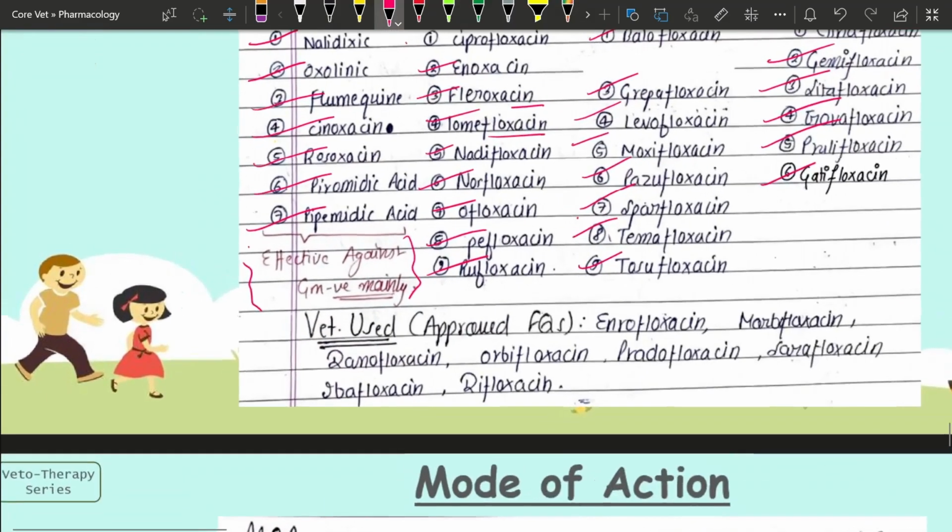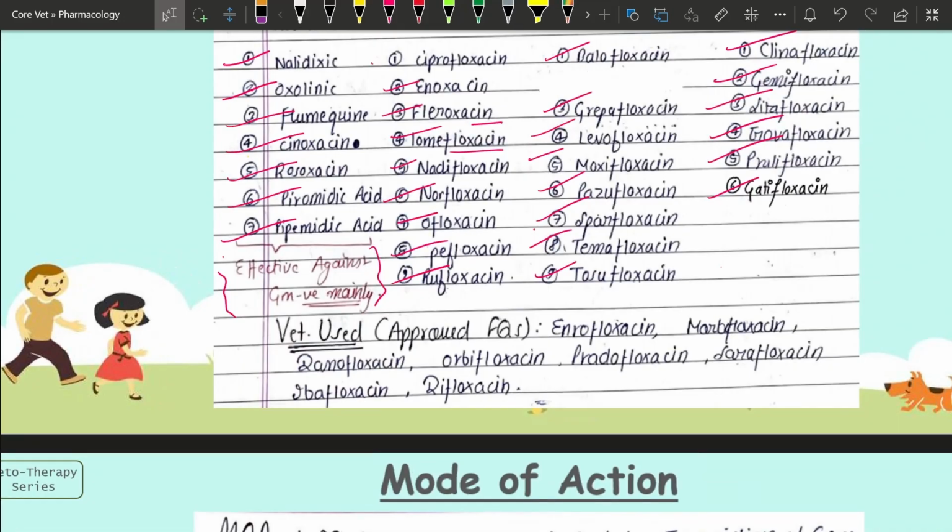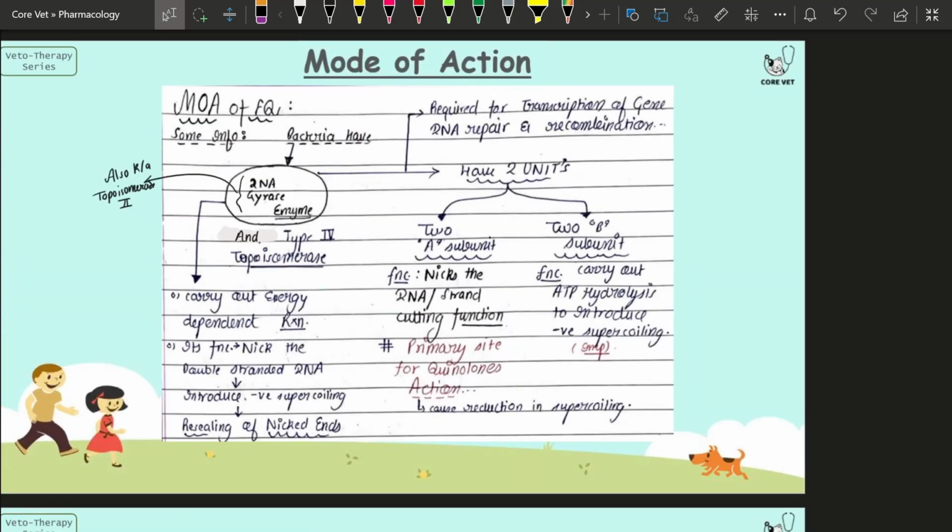You can just remember four of them, okay. If we talk about the drugs that are famously used and approved for veterinary usage, enrofloxacin, marbofloxacin, danofloxacin, orbifloxacin, pradofloxacin, sarafloxacin, ibafloxacin and difloxacin are approved as fluoroquinolones in the treatment of animals. Okay, so let's start with the mode of action.